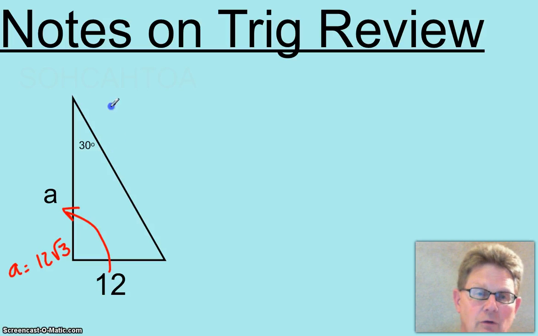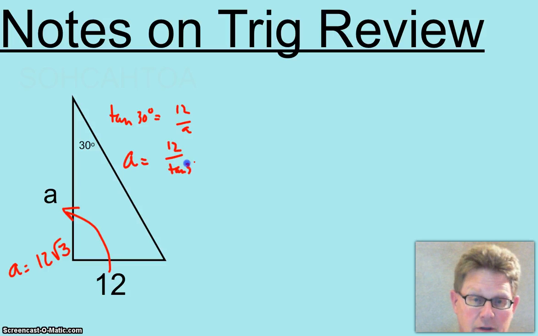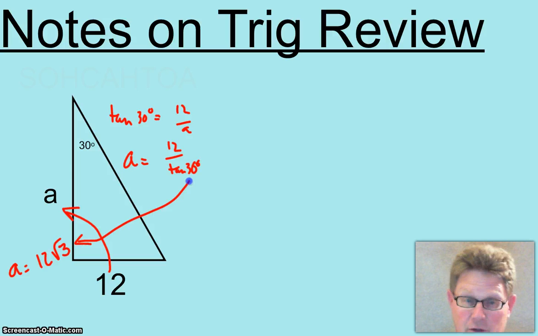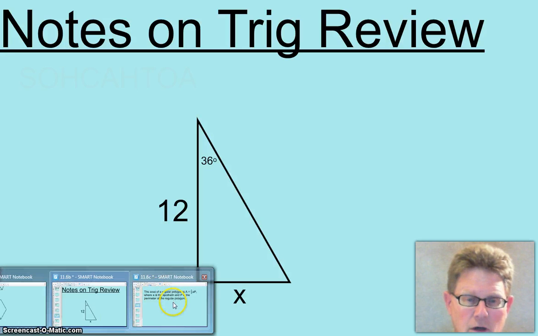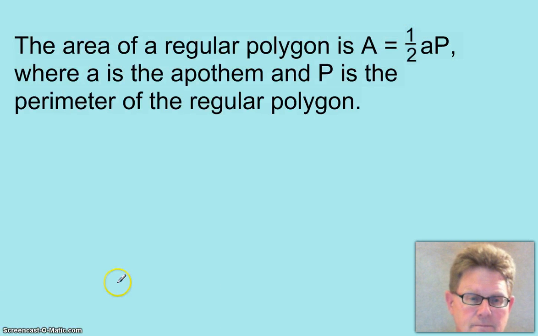And if you really wanted to, the tangent of 30 equals 12 over A, so A equals 12 divided by tangent of 30. If you really wanted to do that, I'm pretty certain you would get the same answer as 12 root 3. If you want to go the long way, hey, that's okay with me. It's just you got to do it the long way. Alright, I think we're good. Let's go ahead and move on and show you what's going on with the area of a regular polygon.